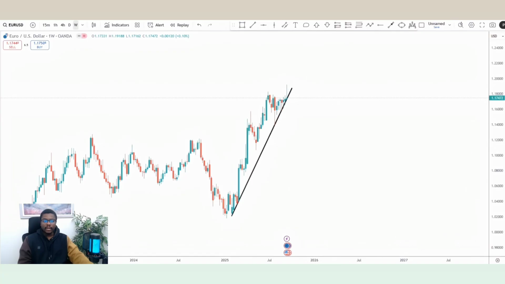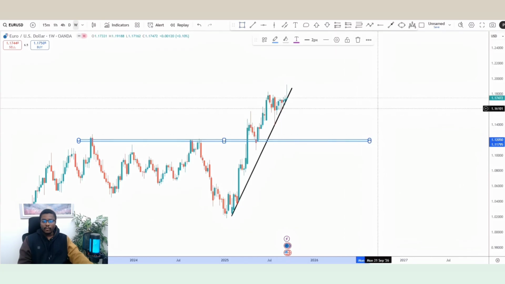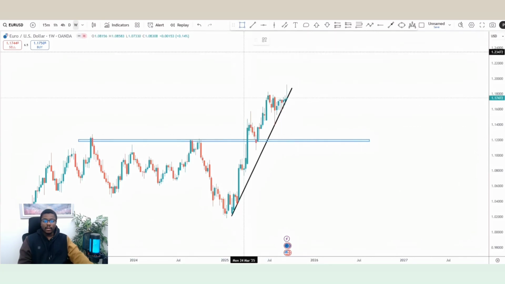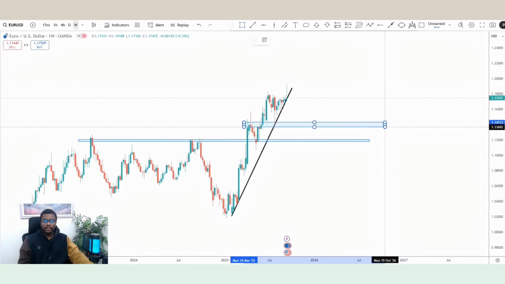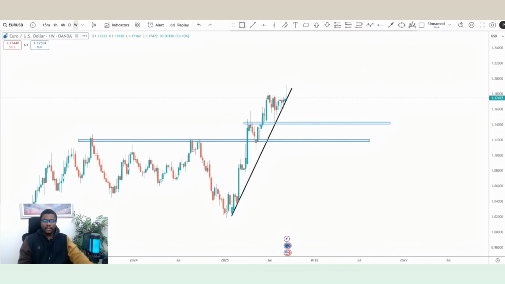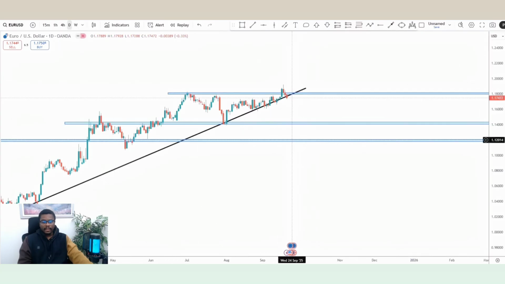We're also able to identify some key areas of support and resistance on the weekly time frame, which we can fine tune when we get to the lower time frames. So these were key areas of support and resistance there, and then you have one here as well. So now that we've identified those areas, we're going to go down to the daily time frame.